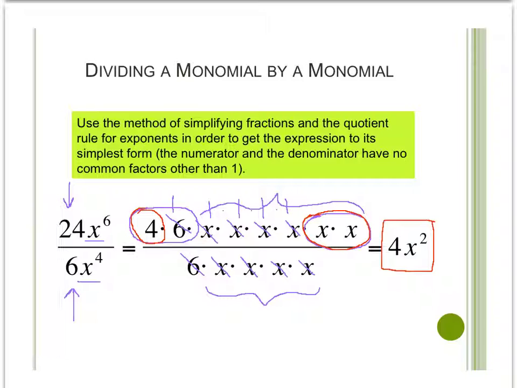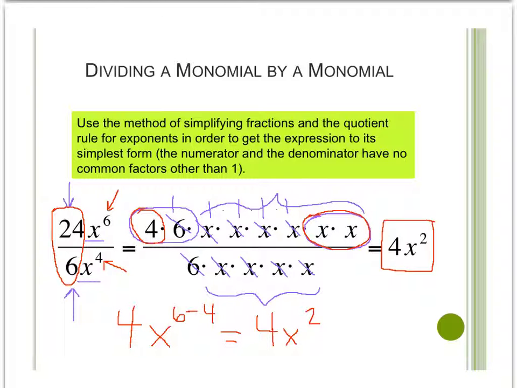Now, if we did this exact same problem using the quotient rule for exponents, we would also start with the coefficients and look at 24 divided by 6, which would give us 4. And then using that quotient rule, we know that we'd have to take the exponent from the denominator and subtract it from the exponent in the numerator. So we would have 6 minus 4, and the result would be 4x squared.